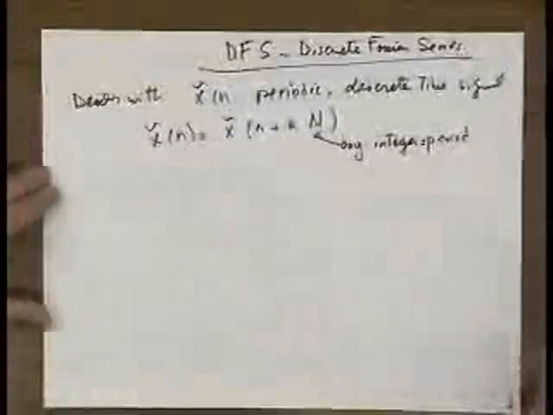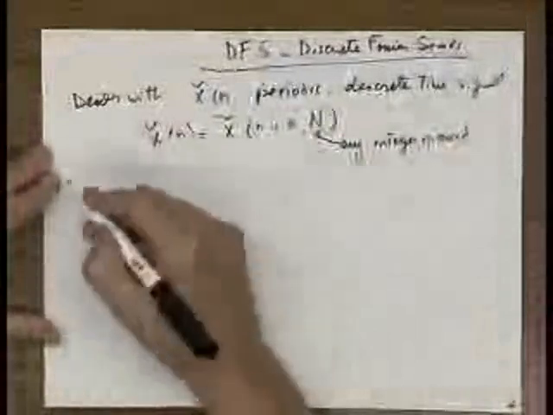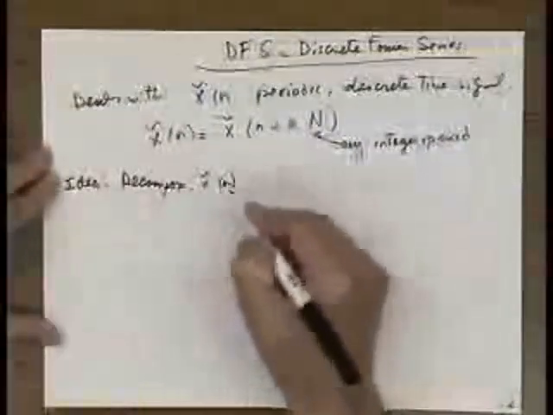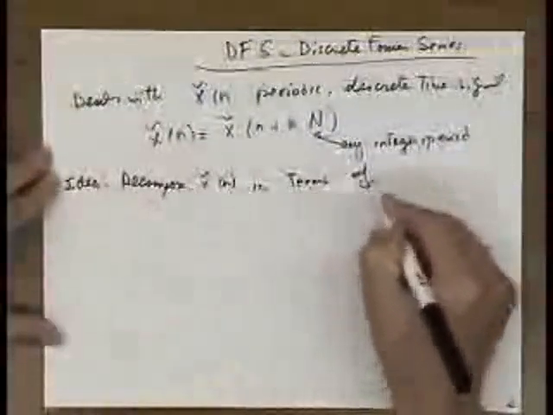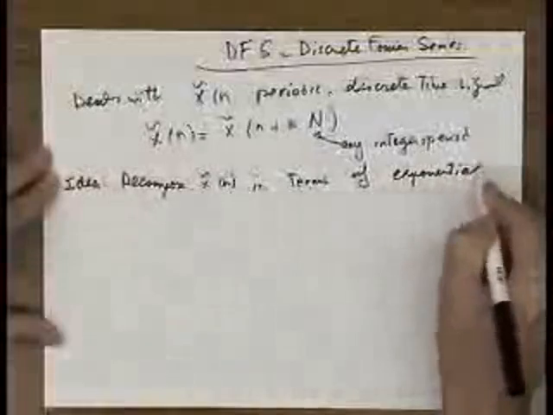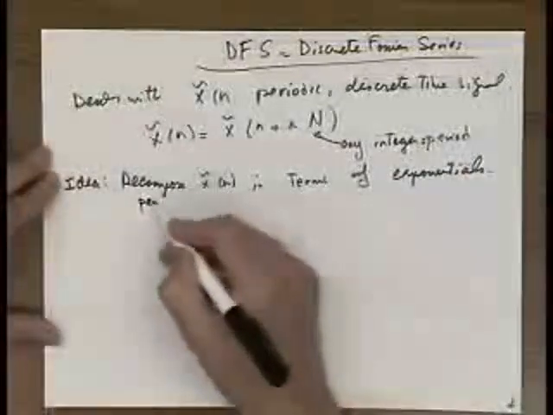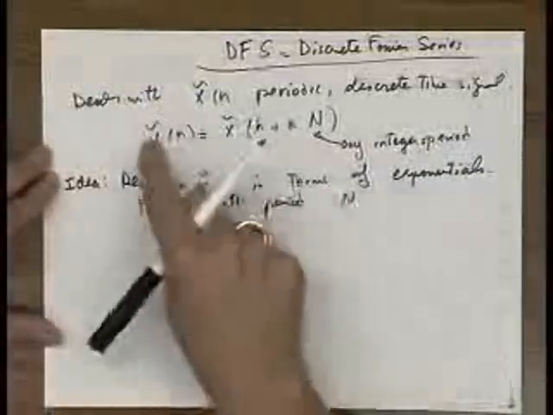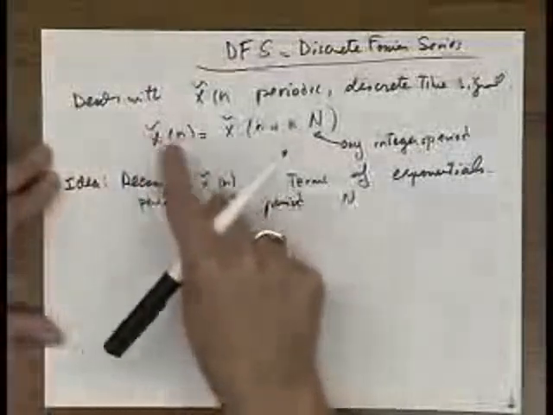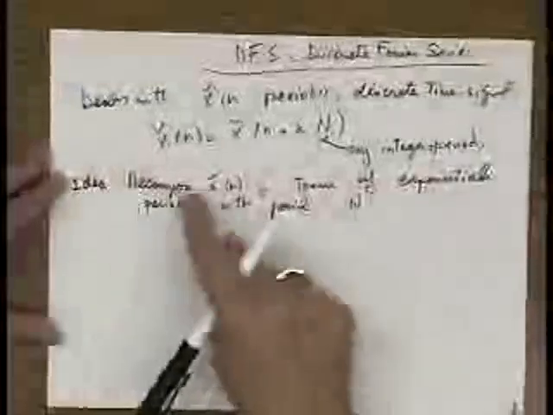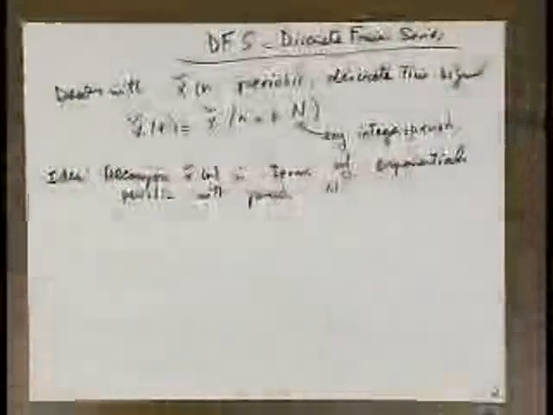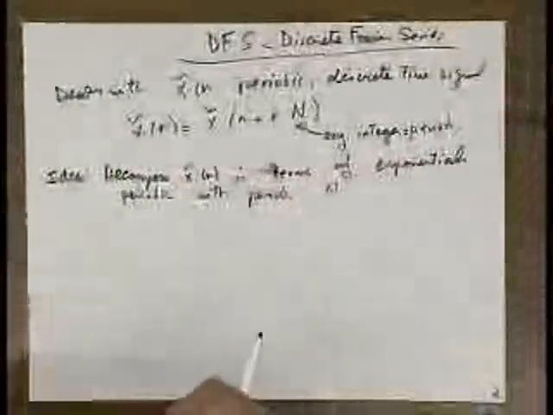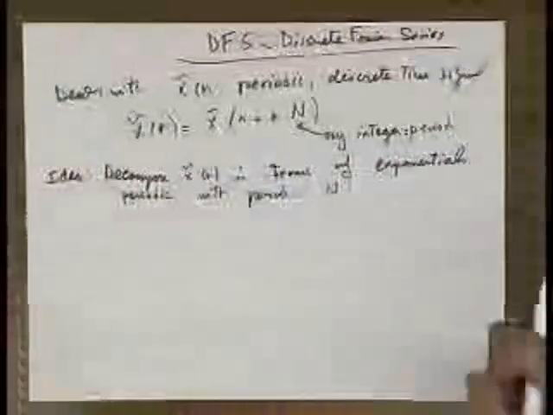So what's the idea behind discrete Fourier series? The basic idea is to just decompose x tilde of n in terms of exponentials that are periodic with period N. Because x tilde of n is assumed to be a periodic signal with period N, then it makes sense to decompose it along exponentials that are also of period N. So how many exponentials of period N are there? How many discrete time exponentials of period N are there?